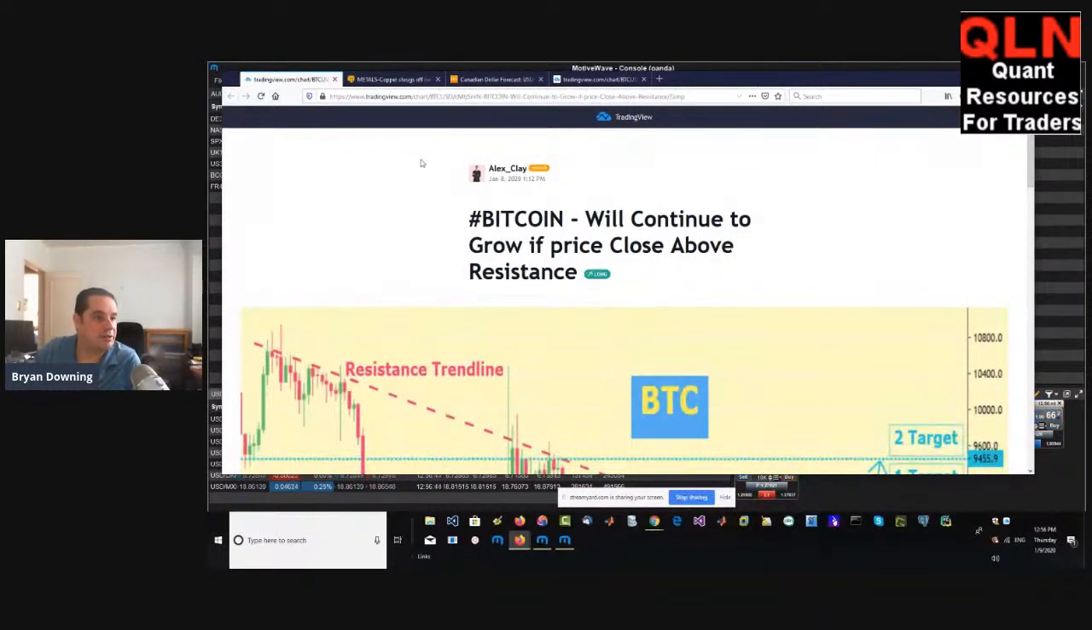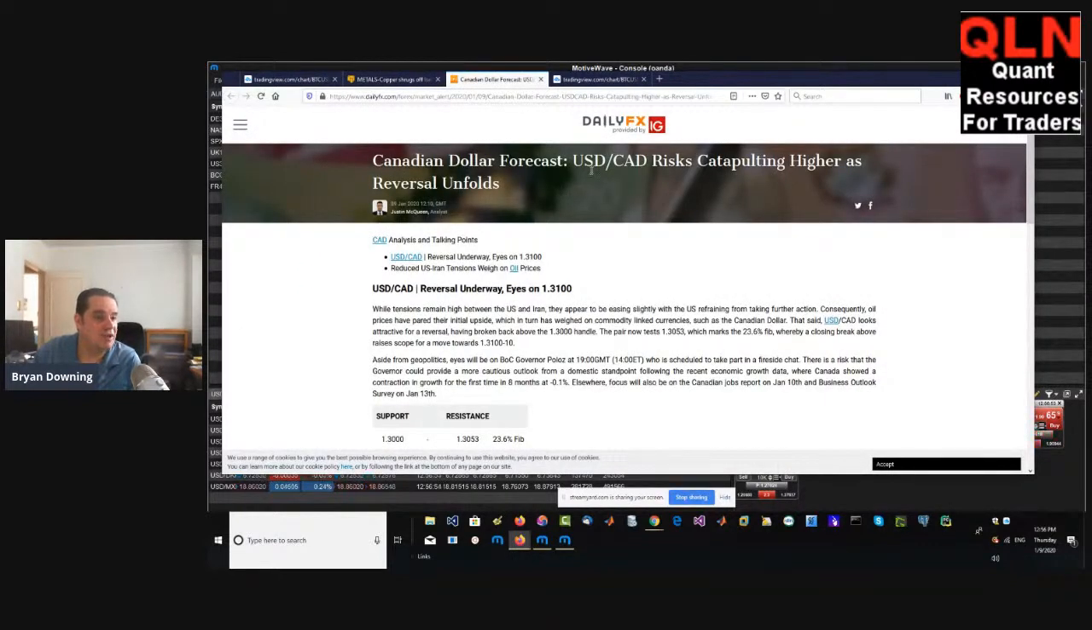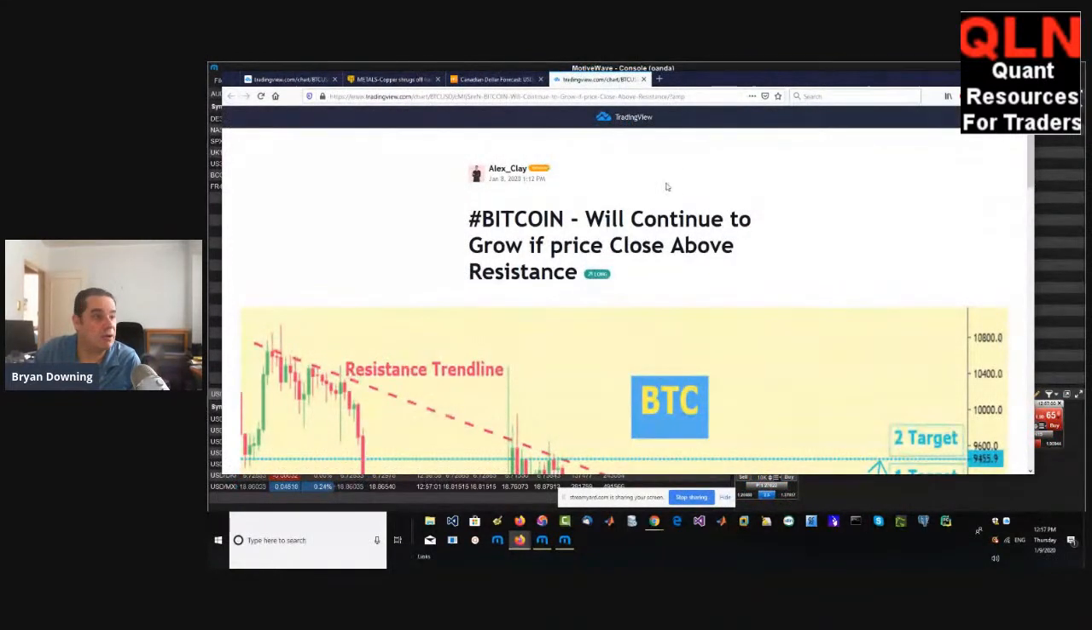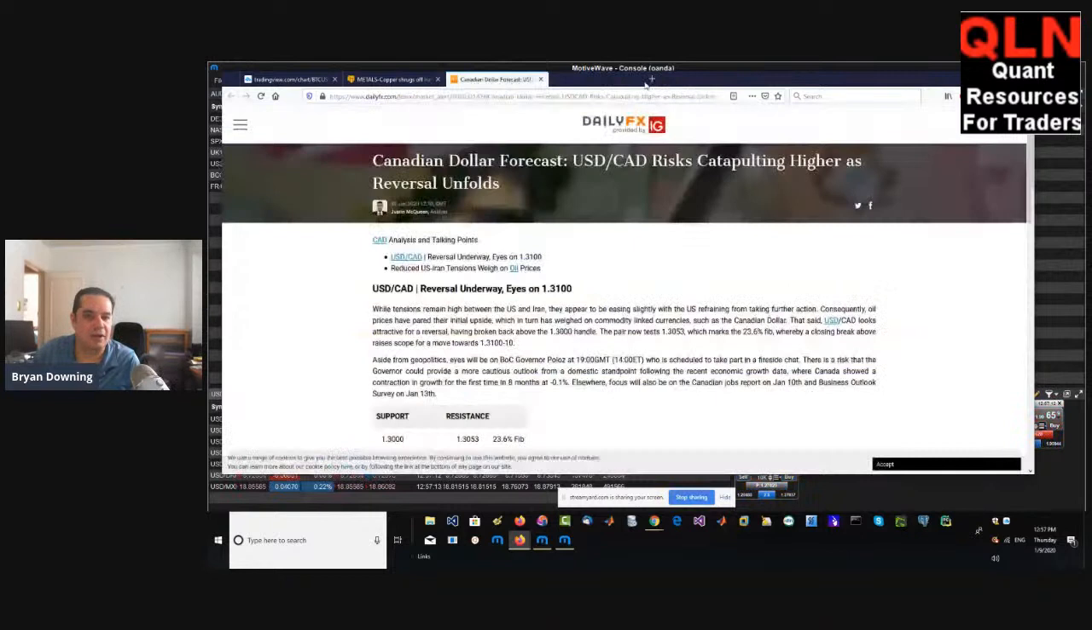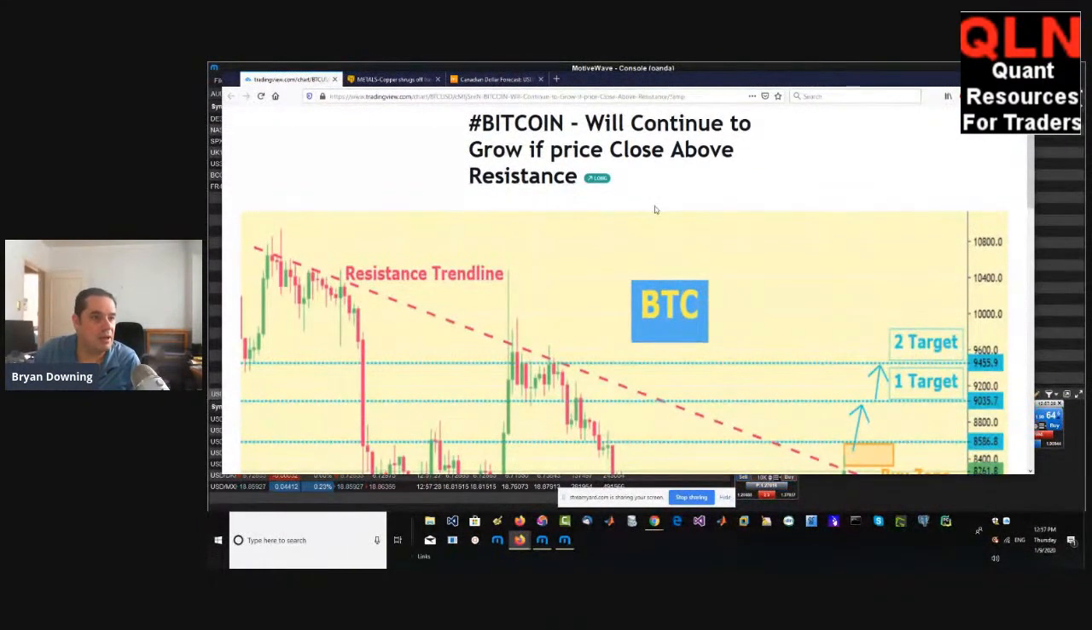So we have a news item here on Bitcoin. We have a news item on copper from the Iran attack, the US Canadian catapulting higher, and another one on Bitcoin. So, sorry, that's 3. So we'll work with these 3 pretty popular asset class instruments, just to see what would happen if using these type of methodologies actually works. These are very recent, the last few hours. So we'll do the first one. Let's do the Bitcoin one. It's easier.